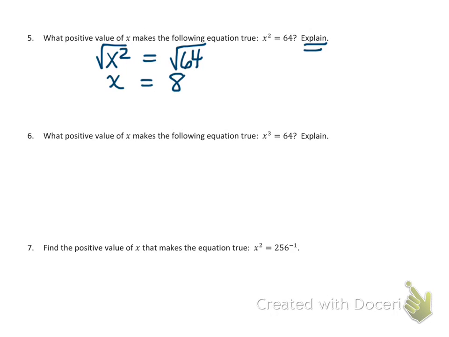Same thing for this next problem. What positive value of x makes the following equation true? X cubed equals 64. Well, to do this one, I've got to take the cube root of x cubed to get, because I want to know what x to the first power is. And I'm going to take the cube root of both sides of that equation.